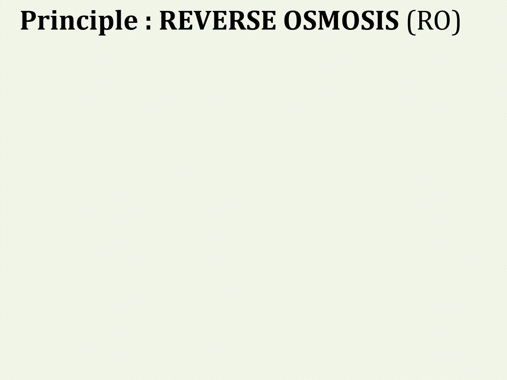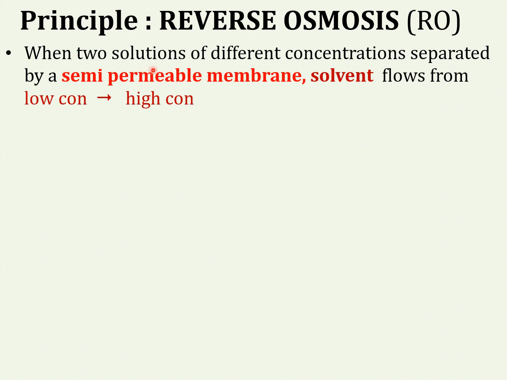In order to understand reverse osmosis, we must first know what osmosis is. You have learned it in your school classes, but still we will just try to brush up your memory. You have two solutions of different concentrations, and we are separating them with a semi-permeable membrane. Remember, what is a semi-permeable membrane? A membrane with very small pores, of the levels of microns or even less.